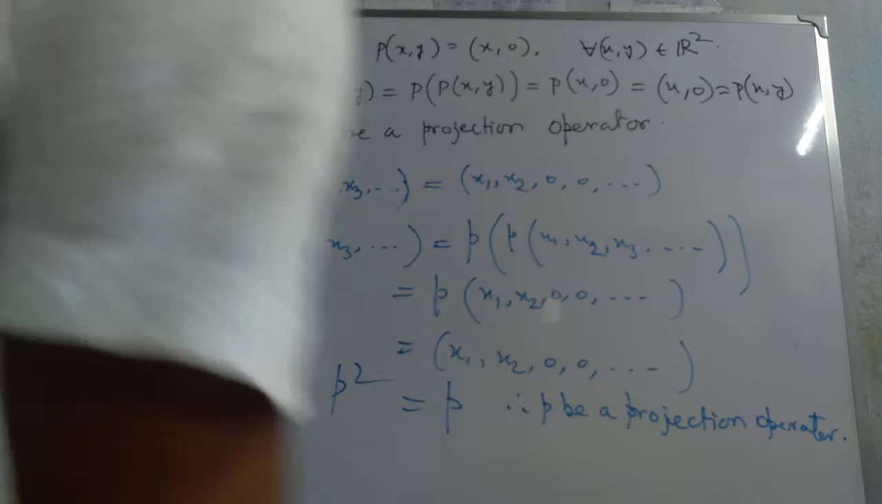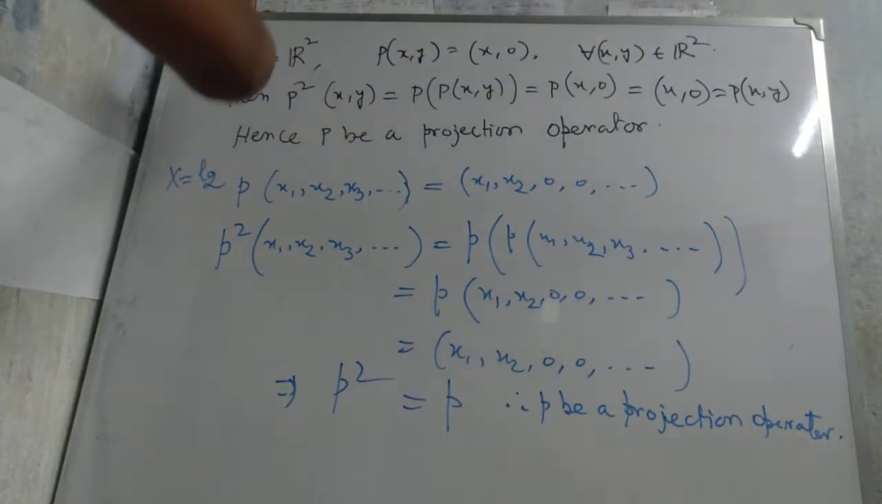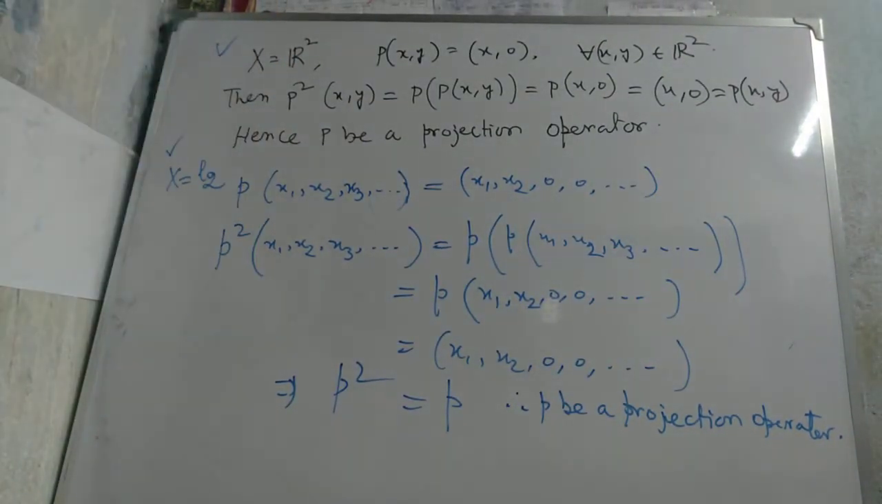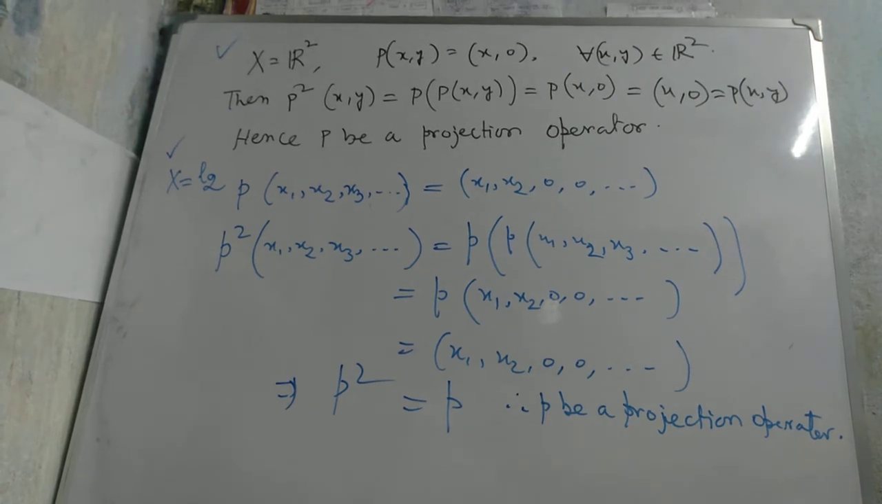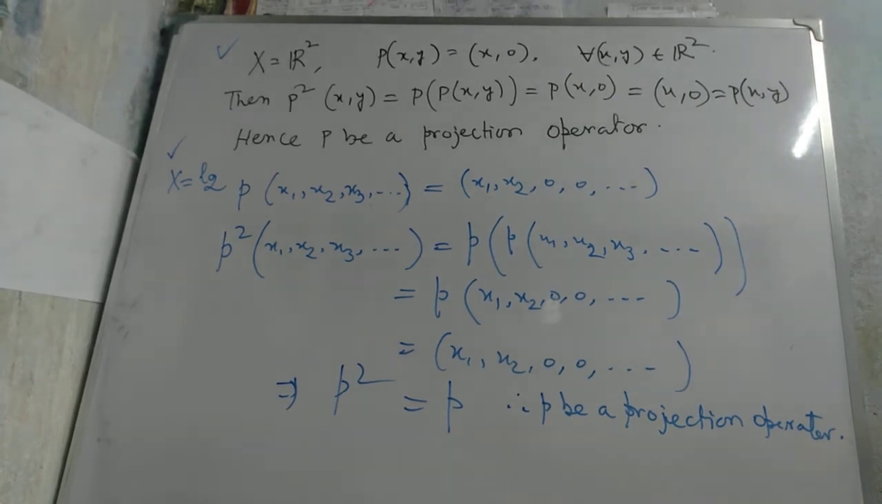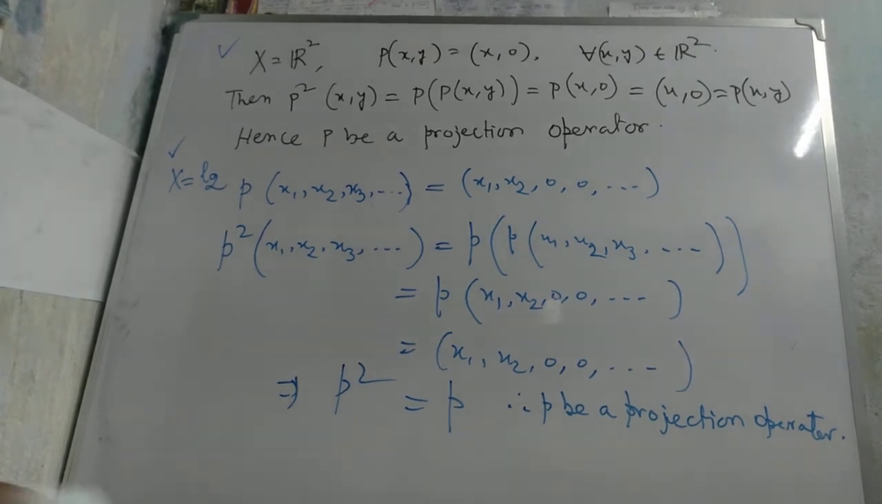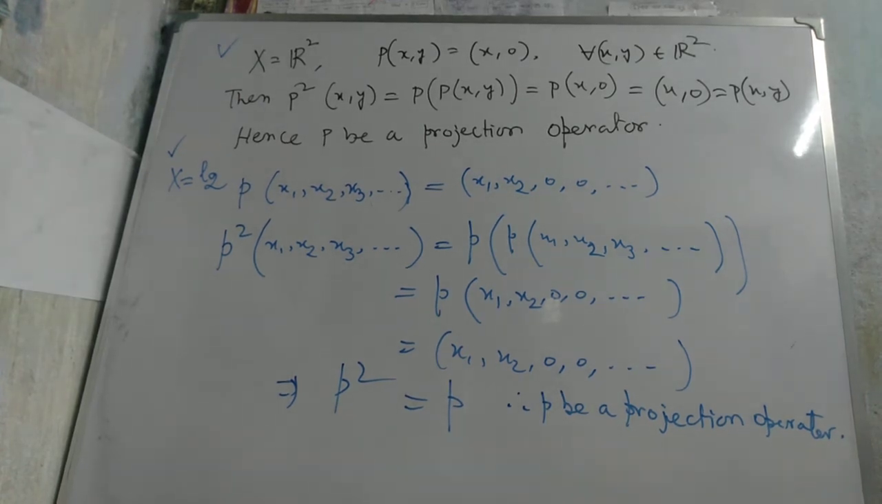So we discussed two examples, X equal to R2 and X equal to L2, and we defined some P, and this one is a projection operator. We gave one important proposition and two examples, and also the definition of projection operator and some observations about projection operator. So we now further proceed.